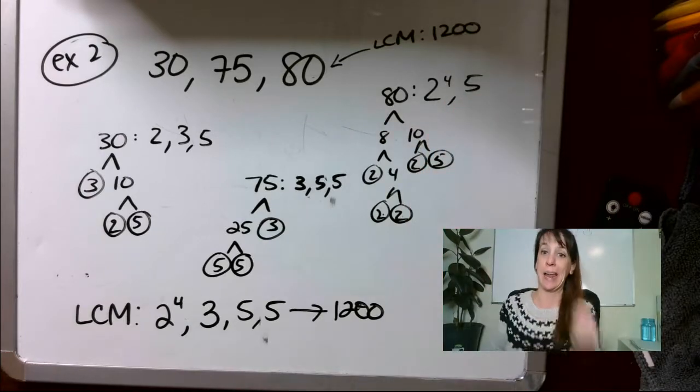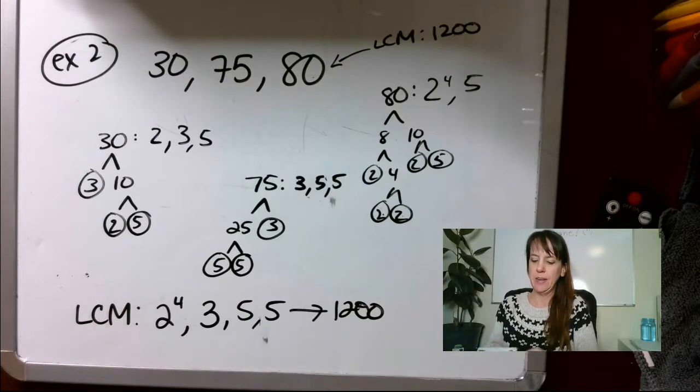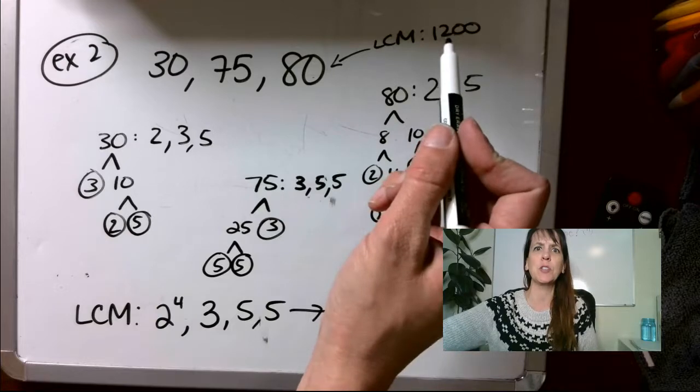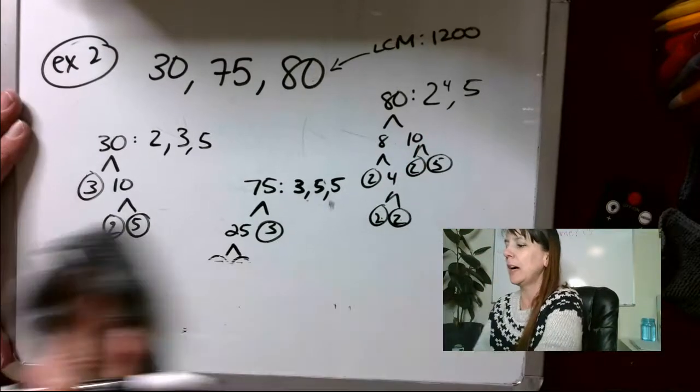Now, you can always find a multiple of these by multiplying this times this times this. If I were to do that, I would get 180,000, which is a lot larger than 1,200. So this is why it's a better way to do this. Now, how does that apply to algebra?